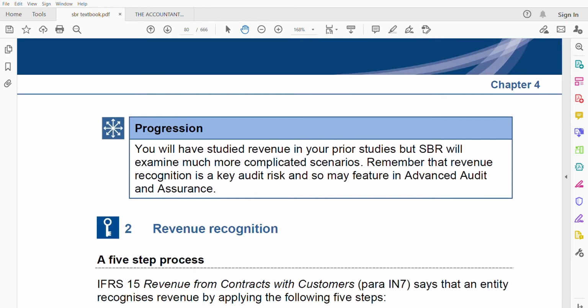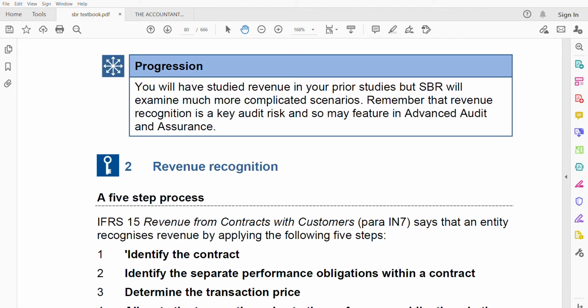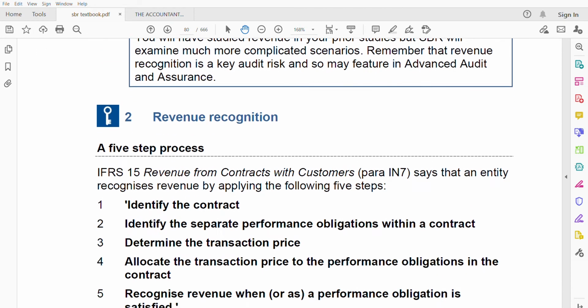So now let us see. You must have studied this earlier, right? But SBR will look at more complicated scenarios. And also revenue recognition is a key audit risk, and it also features in AAA. So this IFRS 15 is very important even for your AAA as well. So I will go slowly and make sure that you try to grasp the understanding of the standard. Let us start with the 5-step process immediately.